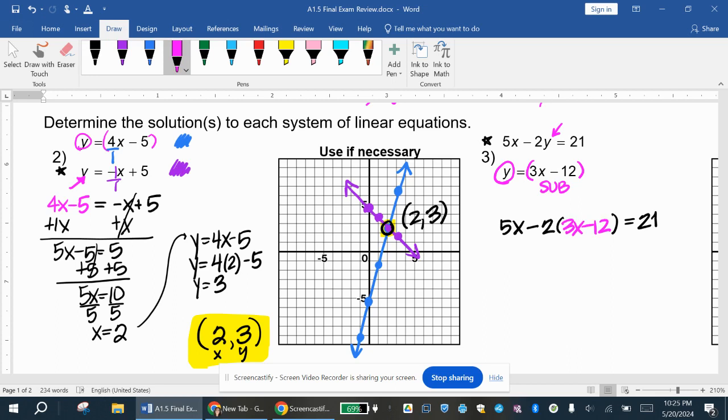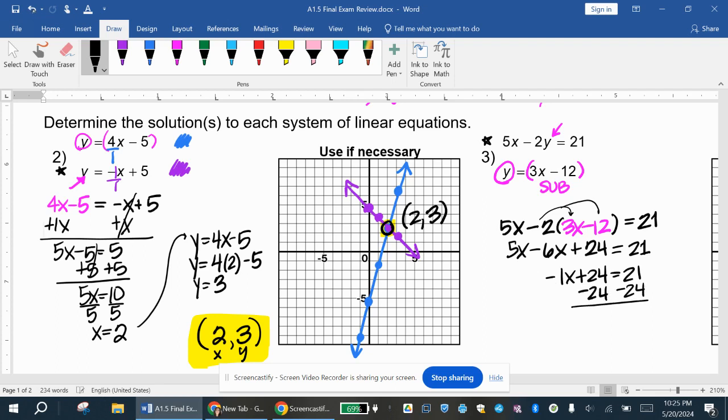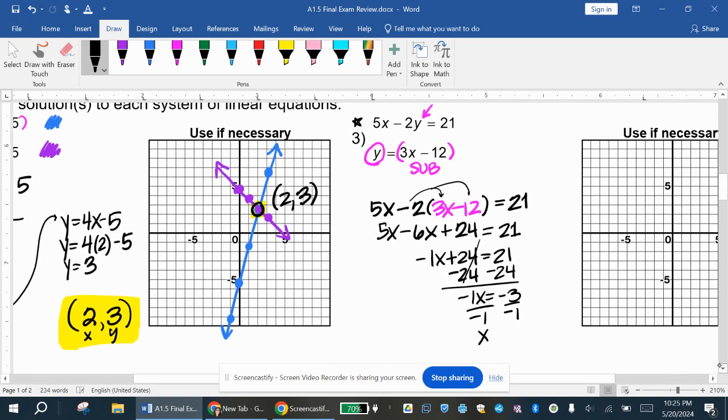So remember, our goal with substitution is to merge the equations into one so that you create a new equation with only one type of variable. So once you do that, you can go ahead and finish solving. I'm going to distribute. Remember that negative times negative, so negative 2 times negative 12 is positive 24. Combine like terms, and then cancel using SADMAP, addition and subtraction first, then any multiplication or division. So my x value is 3.